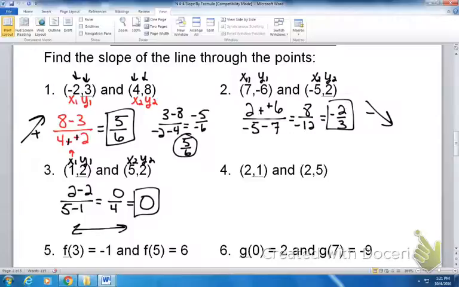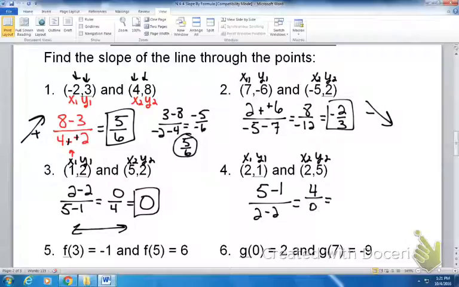If I look at number 4, I've got x1, y1, x2, y2. I'm going to do 5 minus 1 over 2 minus 2. Well, that's 4 over 0, and anything divided by 0 is going to be undefined. We cannot divide by 0, which means this is a vertical line, okay? So, guys, these are not hard if you'll take your time, label your x's and y's, and plug them in carefully. Really, it can be a calculator thing after that, so be careful. Let's go to the next part.